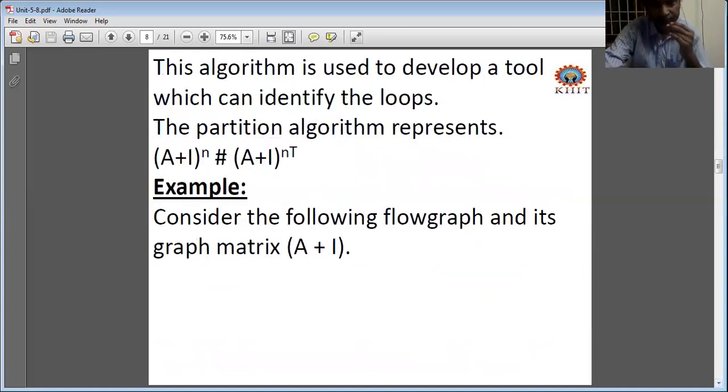The algorithm is used to develop a tool which can identify the loops. The partitioning algorithm represents (A+I)^n # (A+I)^n transpose. Example: consider the following flow graph and its graph matrix A plus I.